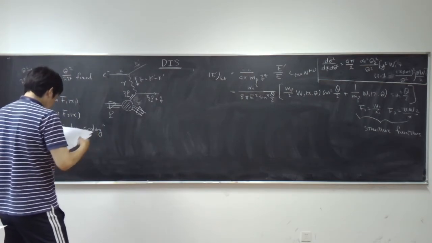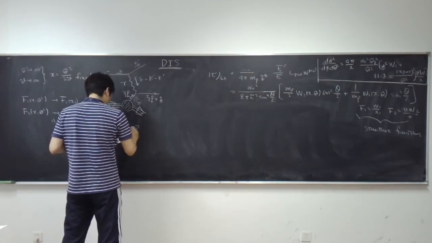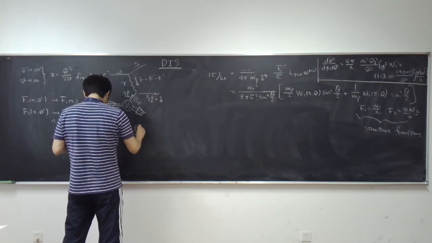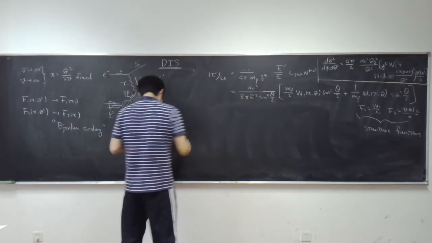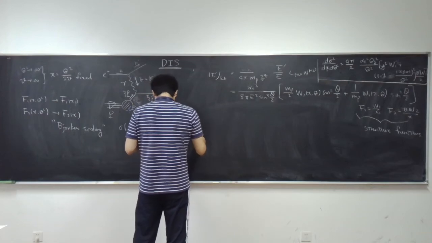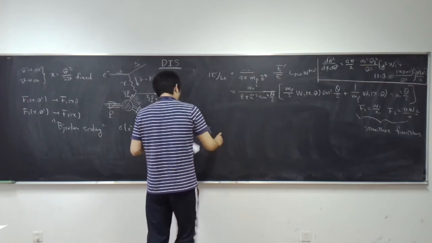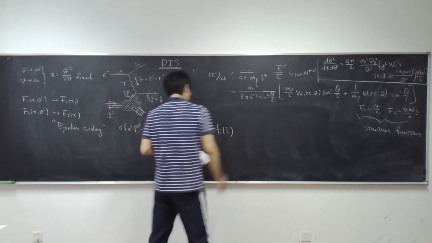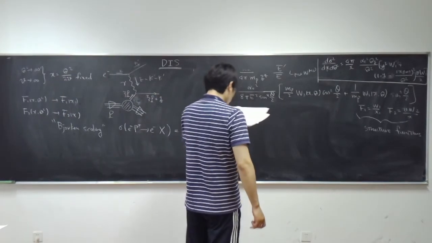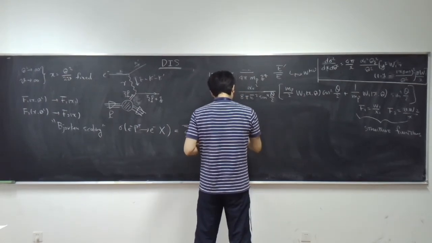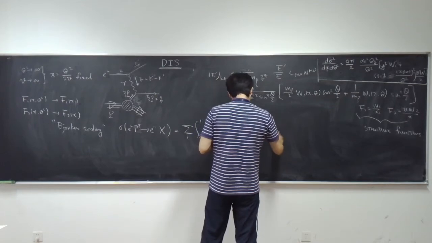And then now the σ of e⁻ proton to e⁻ X, where X is some hadron, is given by a sum over i and an integral from 0 to 1 of dξ_i. This ξ is called the longitudinal fraction. I don't know why it's called longitudinal fraction, but that's how people call it. And the σ-hat of e⁻ p_i goes to e⁻ X.